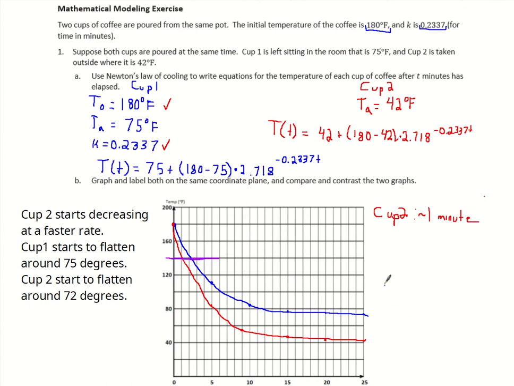For cup 1, our blue line, let's see where it hits our blue line. For our blue line, right around 2, maybe 2.2, we'll put at around 2 minutes.